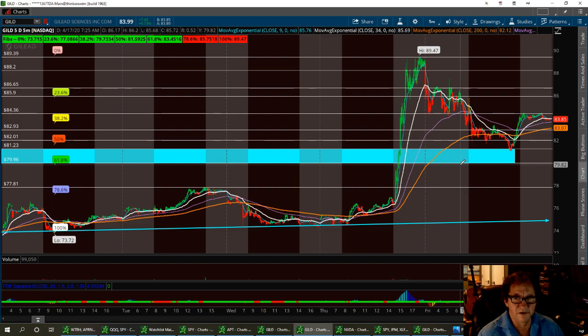around 80 bucks. If it dips down to 80, I'll probably be looking at an option trade. And if it fails that 80 and gets down to this previous high down here, that's your low support level to get in the trade.